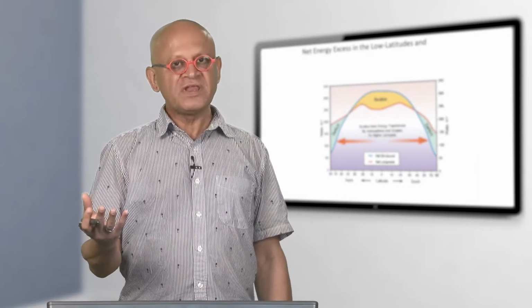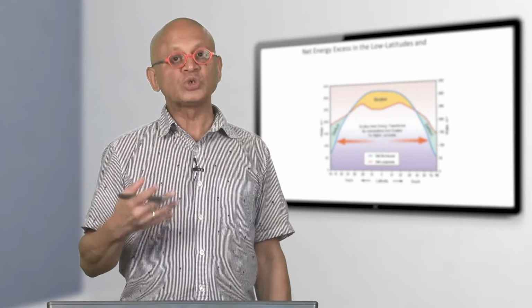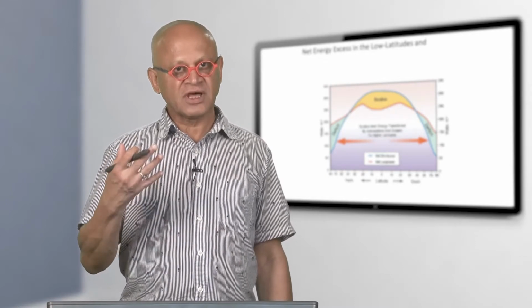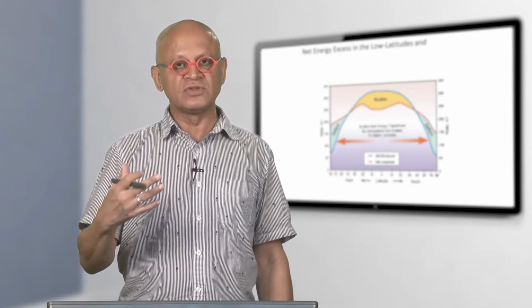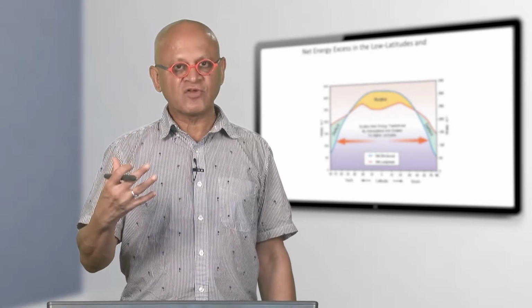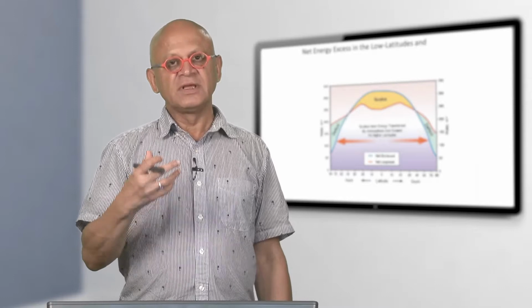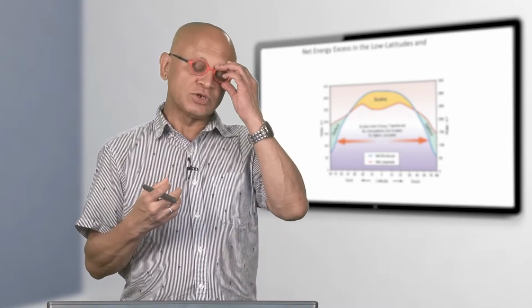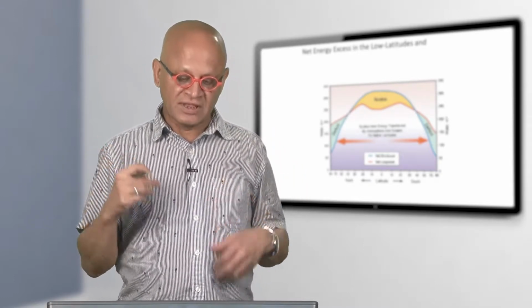Basically through all the winds, the circulation, the ocean currents and so on. The hurricanes, tornadoes, monsoons, everything is a part of transporting the energy from surplus regions in the lower latitudes to deficit regions in the higher latitudes.